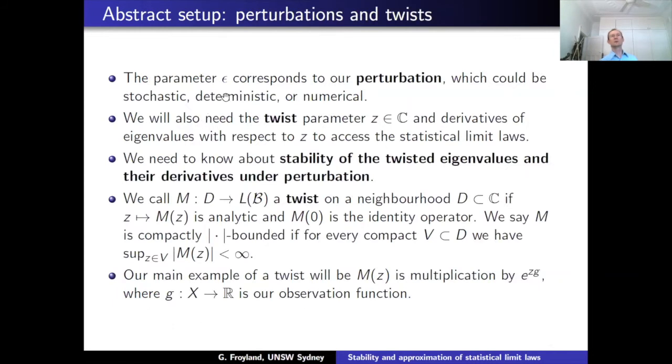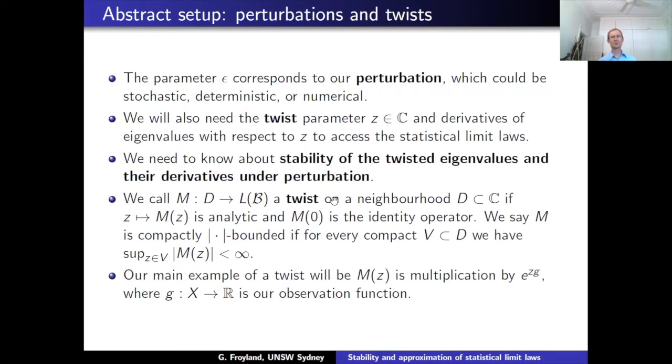Okay, so the parameter epsilon corresponds to our perturbation. And for us, this can be stochastic, deterministic, or numerical. We're going to need to introduce the twist I talked about before. You can see how, when I talked about the CLT and how that ran, I needed two derivatives. So we're also going to need stability of derivatives of eigenvalues with respect to the twist.